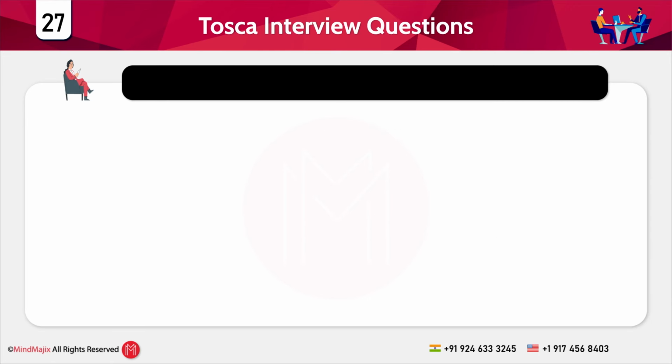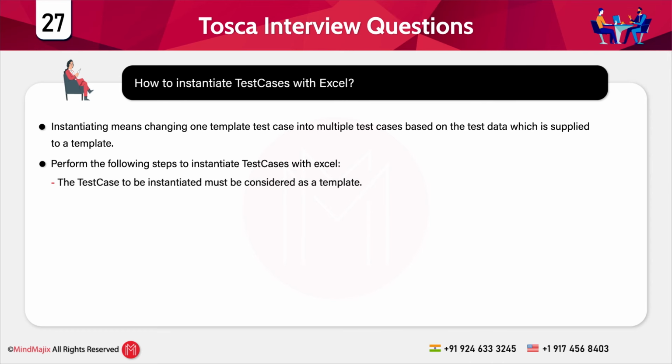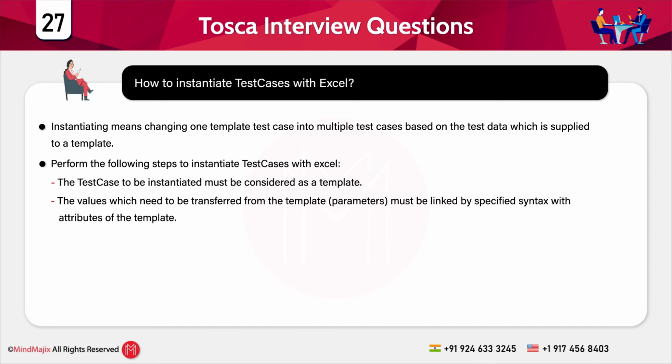The next question is how to instantiate test cases with Excel. Instantiating means changing one template test case into multiple test cases based on the test data which is supplied to a template. Now if you talk about the steps, the first step is that the test case to be instantiated must be considered as a template. The second step is that the values which need to be transferred from the template must be linked by the specified syntax with the attributes of the template.